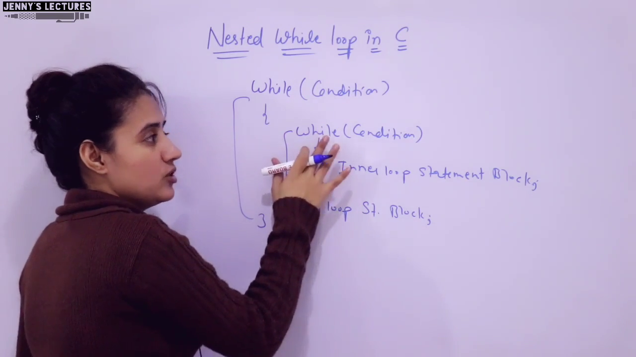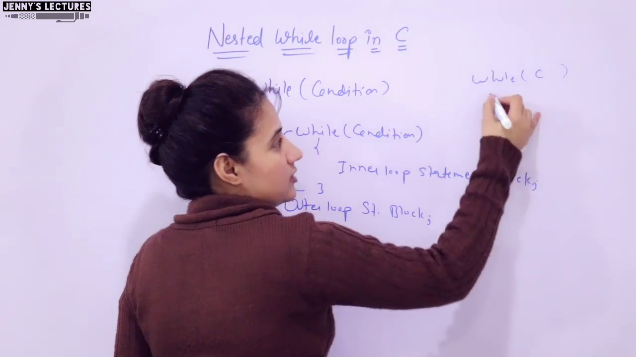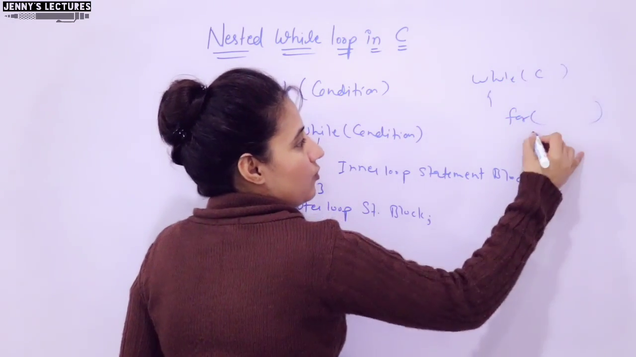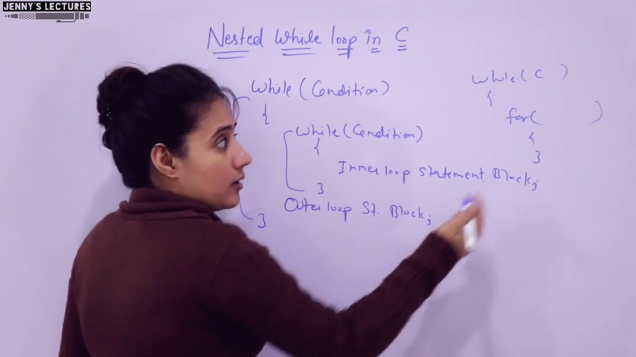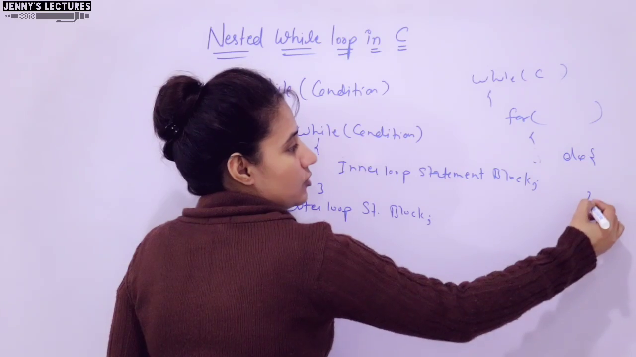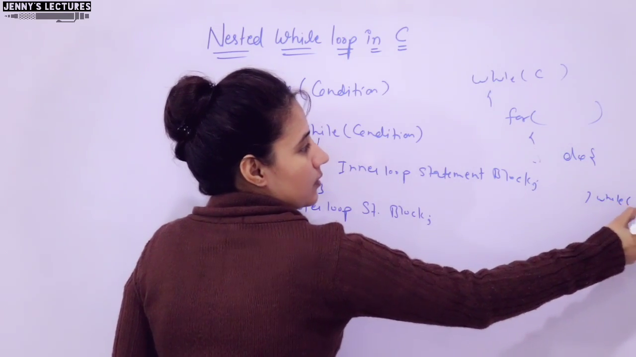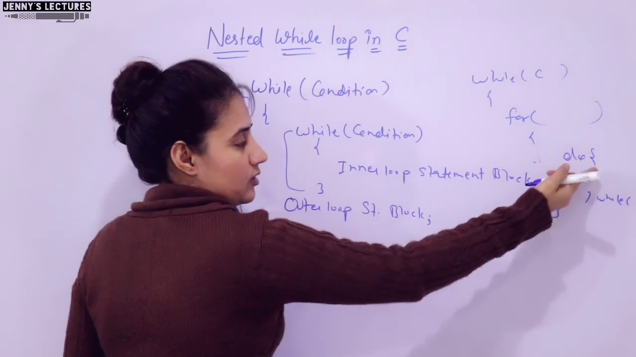In the previous video I already told you, it's not that within a while we can only use another while. We can also write something like this. If you are writing a while here with this condition, within this I can write a for loop also. This is also a nested loop. Within this for loop again you can write a do while loop. That's it: while, then within this for, then within this do while.